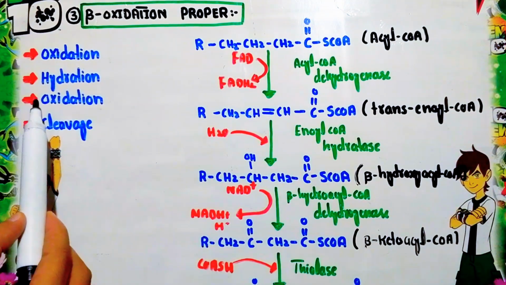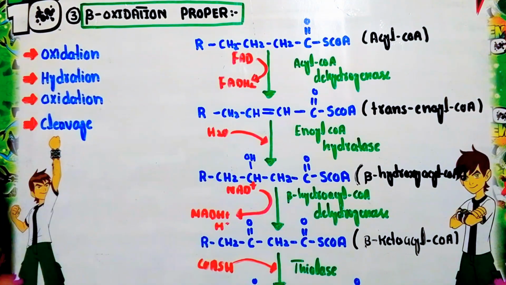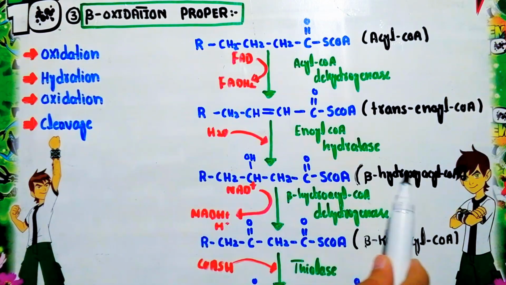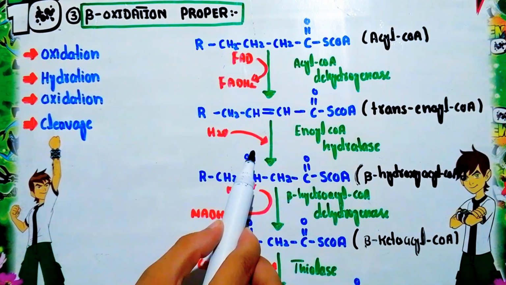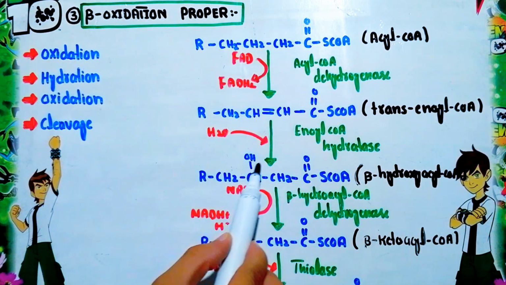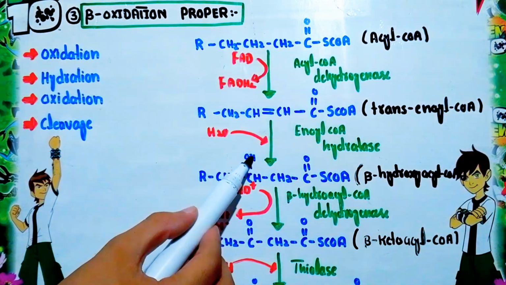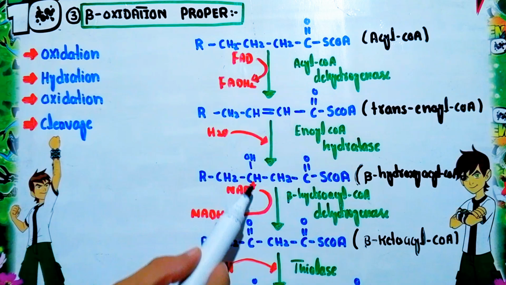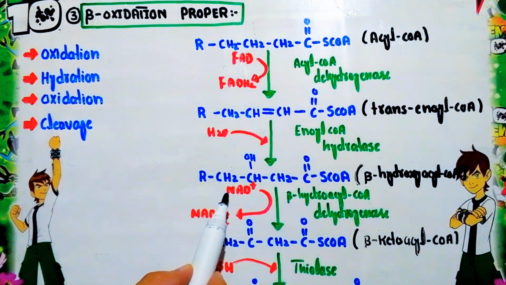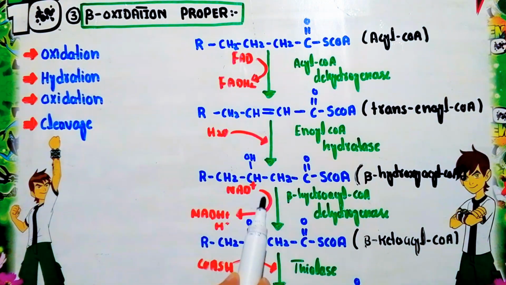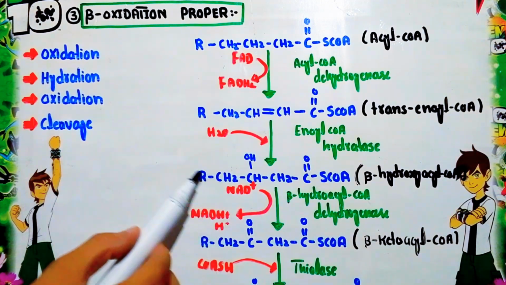The third step is again oxidation, and again hydrogen is removed. In the beta hydroxyacyl coenzyme A, this hydrogen atom on the beta carbon is removed. After the removal of this hydrogen atom, it is taken by the oxidized NAD positive. After taking the hydrogen, the NAD is converted into NADH plus H. So this is the reduced coenzyme.